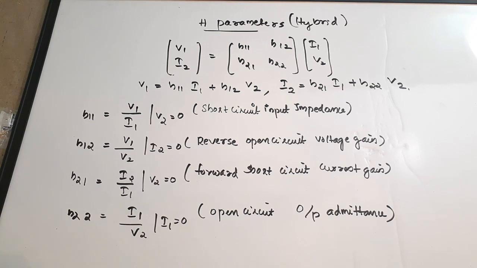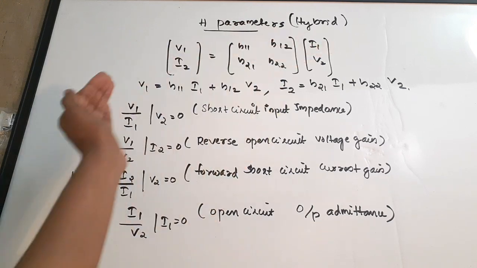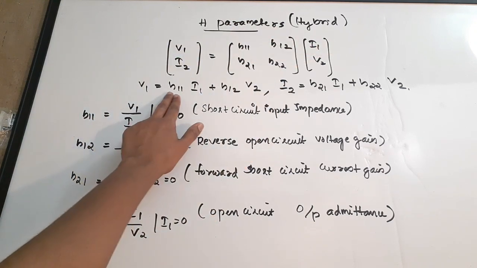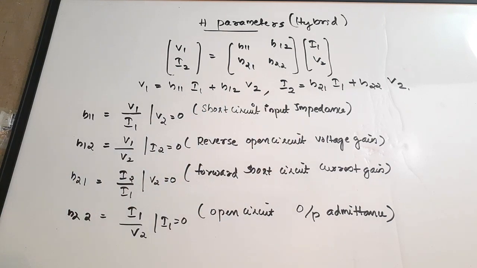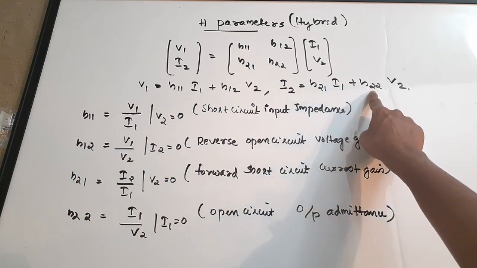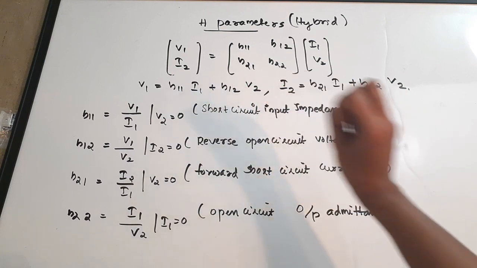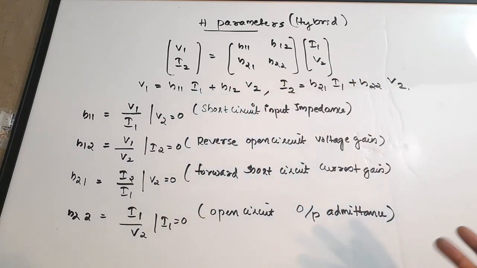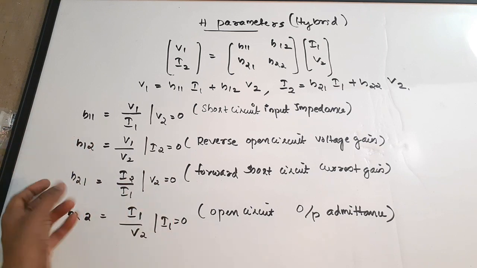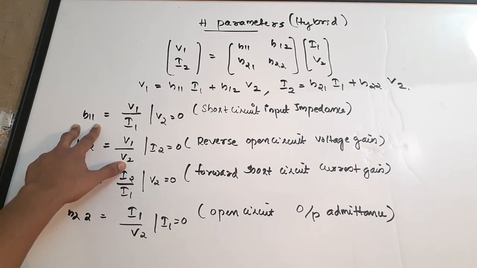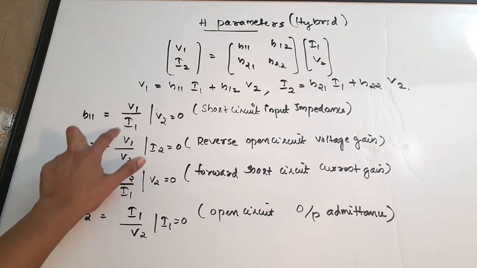Okay. And if you write this in equation form, you will get V1 equal to H11 I1 plus H12 V2, and I2 is equal to H21 I1 plus H22 V2. This is obtained just by doing matrix multiplication, as I have said earlier. Then for the various parameters, H11, H12, H21, H22, these are actually coefficients. If you write the value for the coefficients, H11 is equal to V1 by I1.